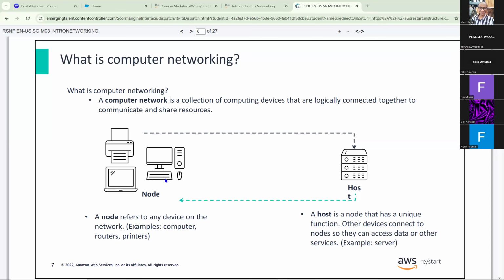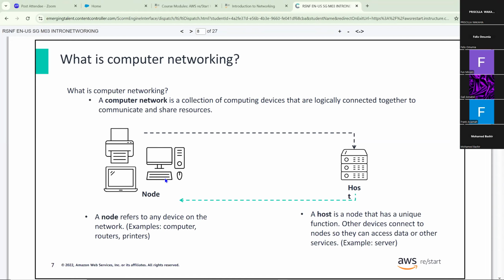So an interesting thing here is that the client can also be called a node, or any device in a network is actually called a node. So a node refers to any device on the network, and examples can be computers, routers, and printers. And then you have a host. A host is also a node because it is part of that network.